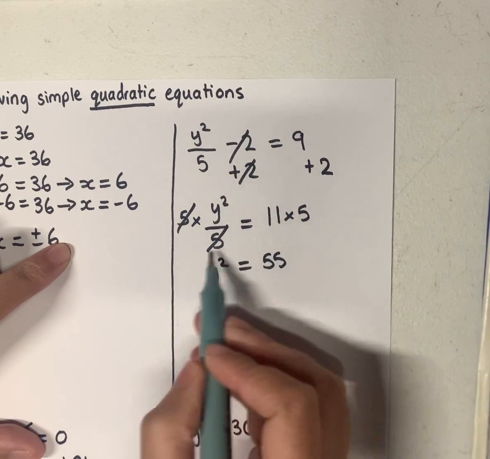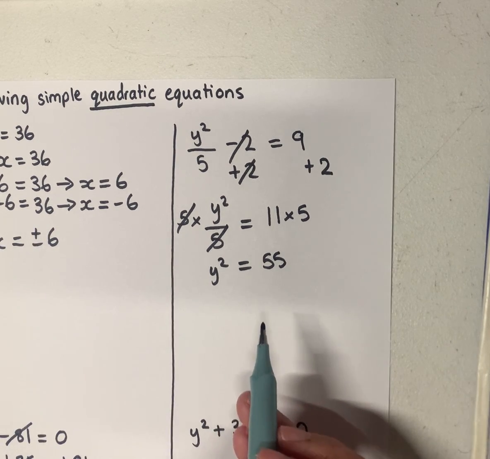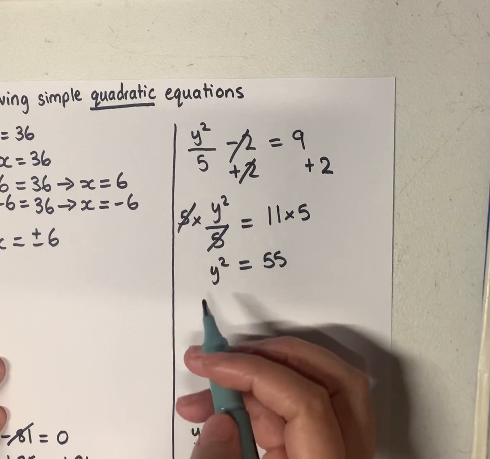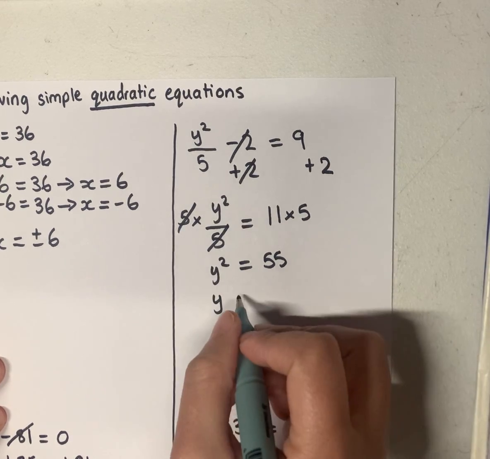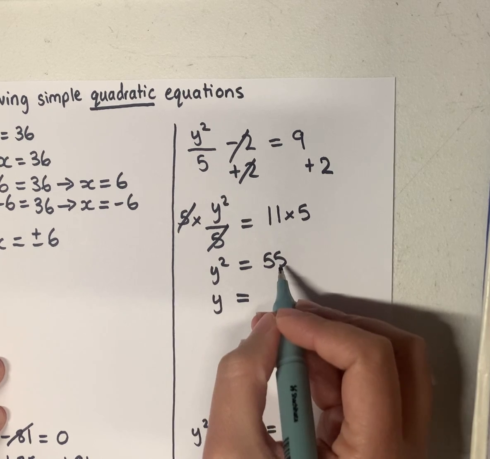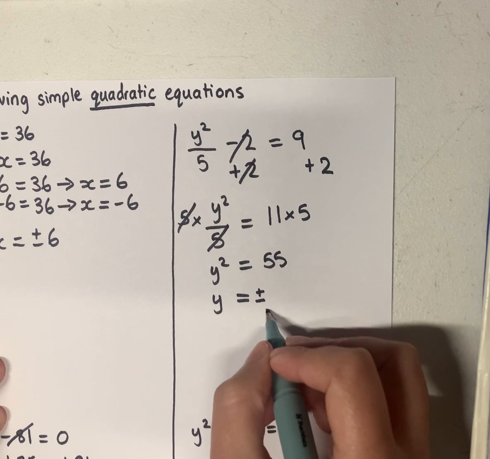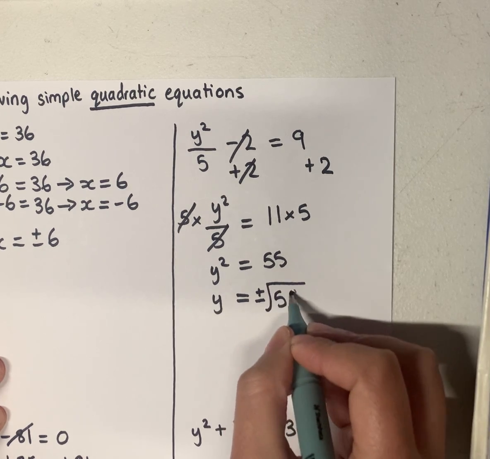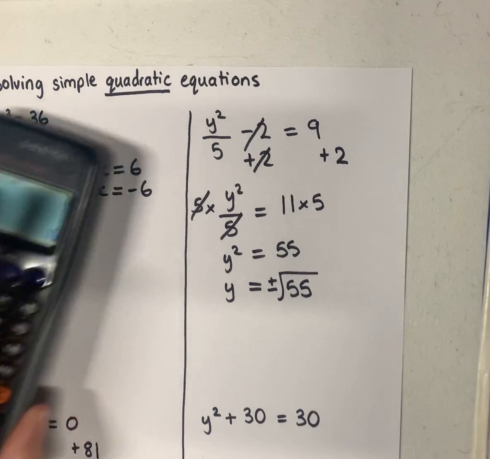And now we've got our simple quadratic again, so all we need to do is take the square root of both sides. The square root of y squared is just y. That's how we undo this with the inverse operation. And we need the positive and negative square root of 55. Now, what is the square root of 55?